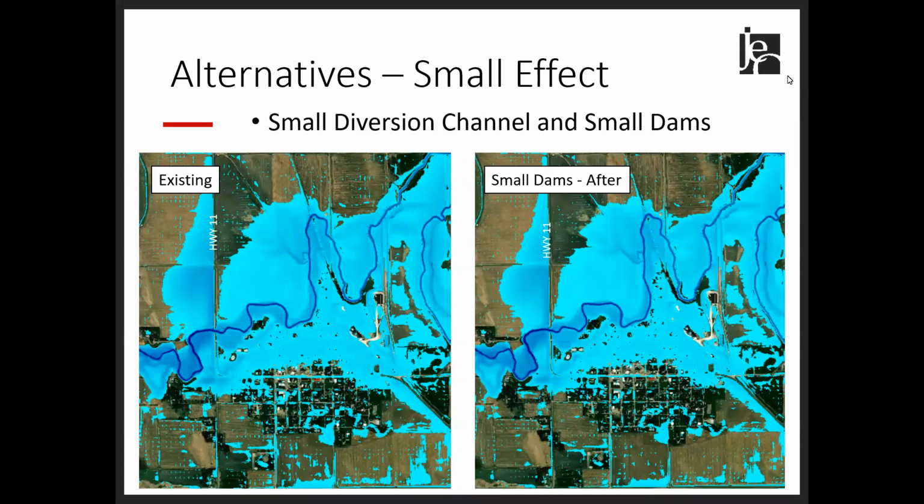What we're looking at here are the alternatives that did not have a large effect for retaining floodwater. Essentially, the small diversion channel and the small dams alternatives did not do a very good job of reducing floodwater in North Loup. You can see the existing conditions on the left and the small dams on the right, and there is hardly any difference between the 2 scenarios.